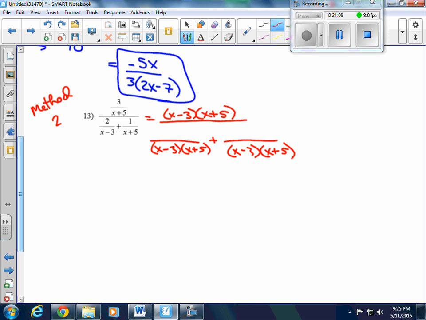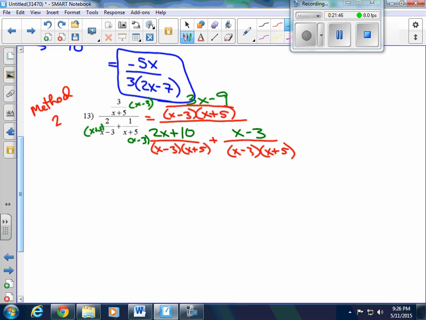So I'm going to get a common denominator between all of the fractions in here. My common denominator is going to be the same in the numerator and in the denominator. So if we notice here, I need an x minus 3 here. So that's going to give us 3x minus 9. And in this first one here, I'm going to need an x plus 5. So that's going to give us 2x plus 10. And in the second one, I'm going to need the x minus 3. So that's going to give us x minus 3.